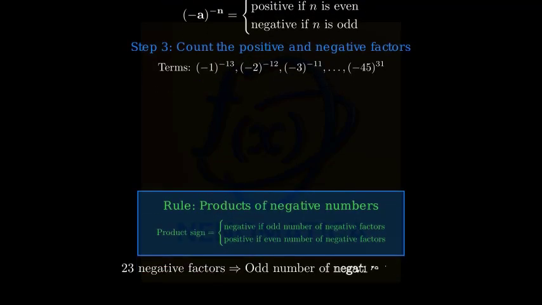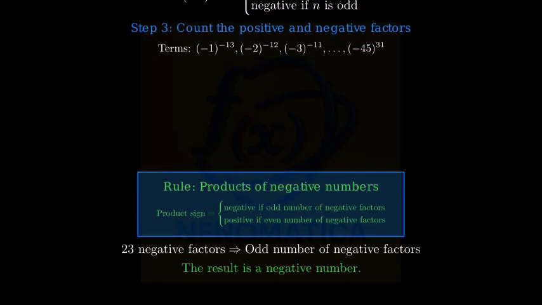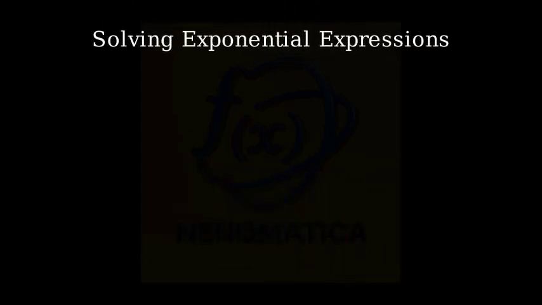Since we have 23 negative factors, which is an odd number, the entire product will be negative. Therefore, the result of our expression is a negative number. Let's look at our next example.